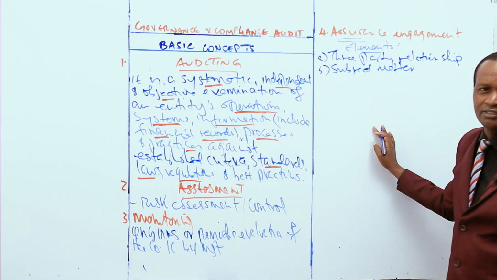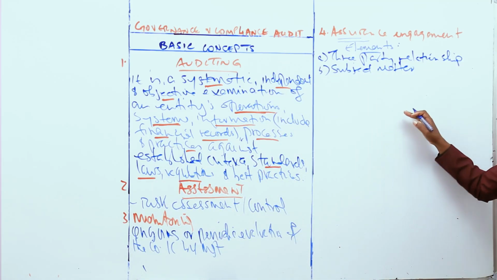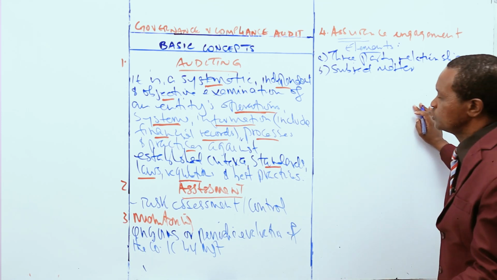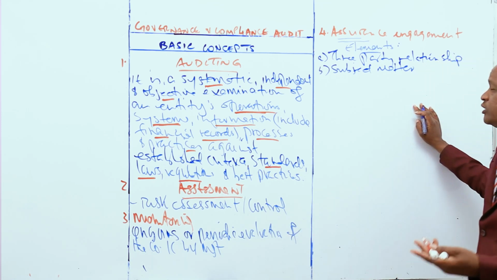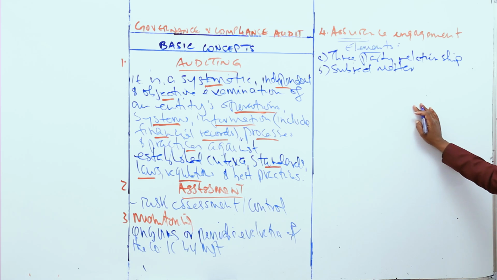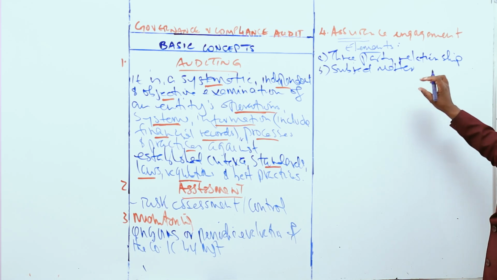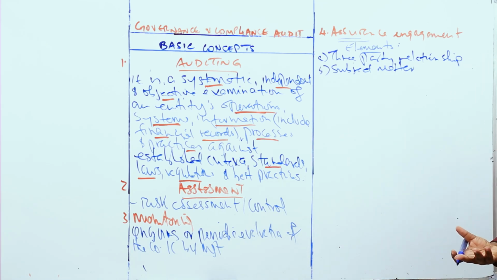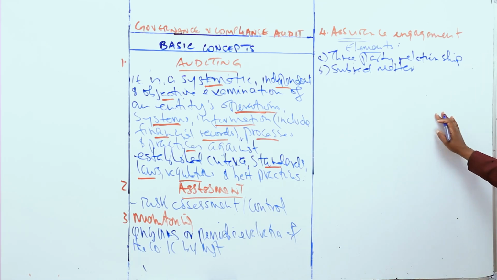The subject matter is what is being assured. It could be the financial statements, it could be internal controls, it could be the governance framework, it can be anything. It can be prospective financial information. That's the subject matter. What the auditor examines is what you are referring to as the subject matter.